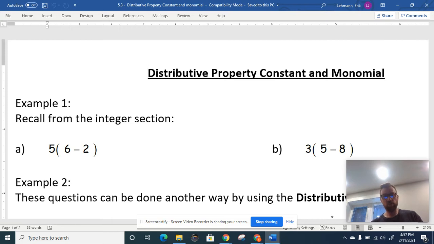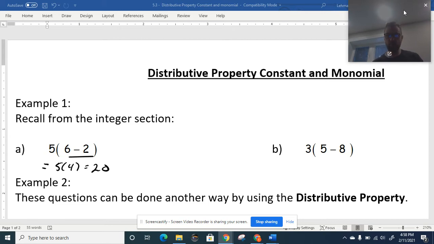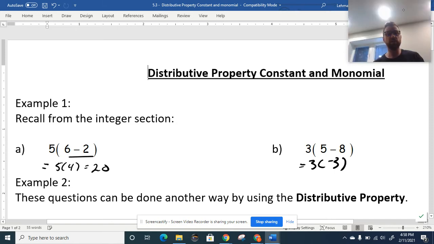So looking at this sheet right here, it says recall from the integer section. We would follow our BEDMAS rules. We would simplify this to be 4, so we would have 5 times 4 equals 20. Then we would come over here and we would go 5 minus 8. 5 minus 8 is negative 3. 3 times negative 3 is negative 9.